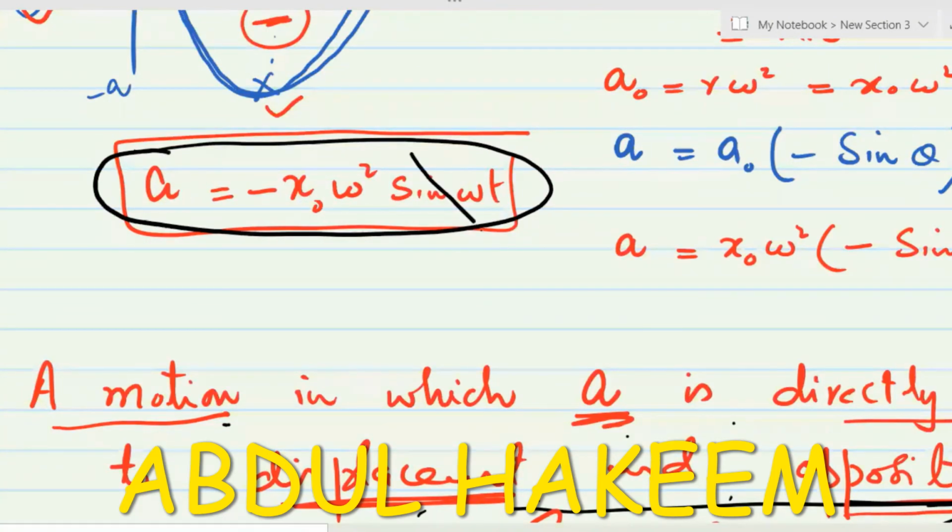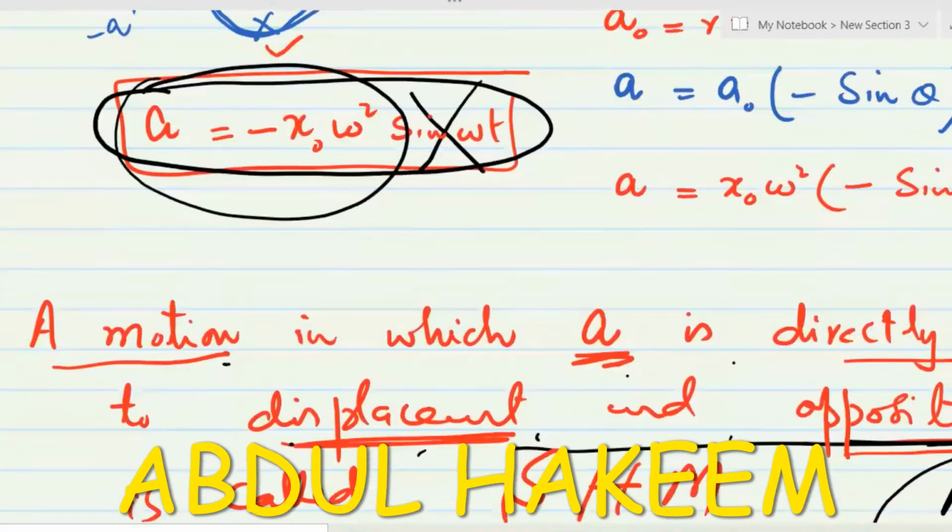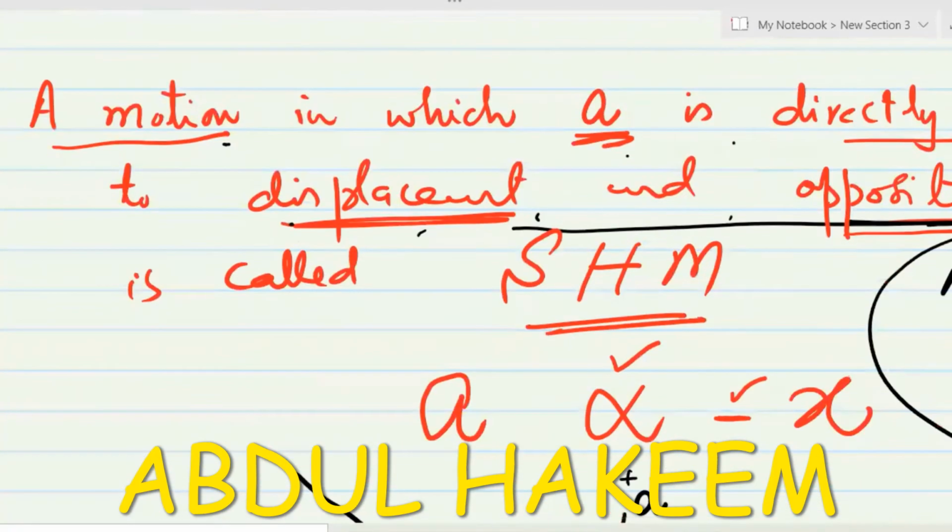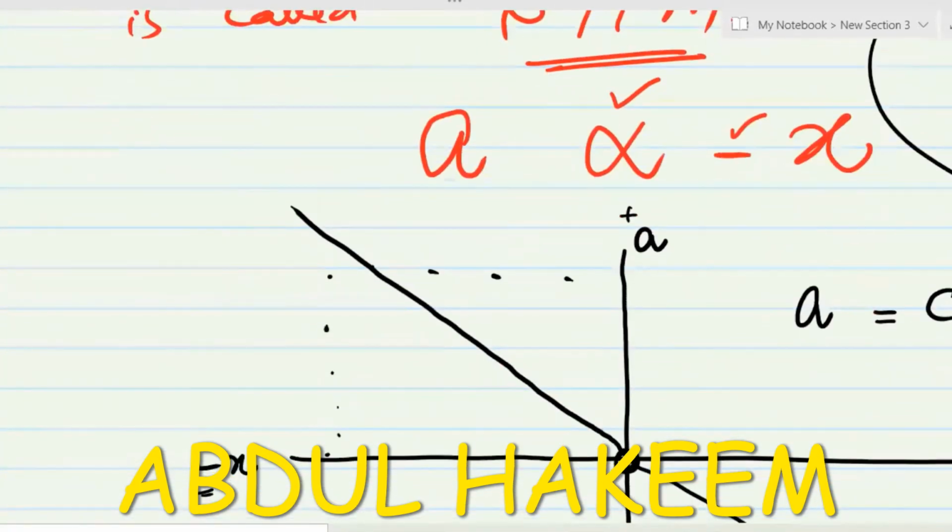This portion has no unit. Then the rest is similar to the last equation. This one, A is equal to minus X naught omega square.